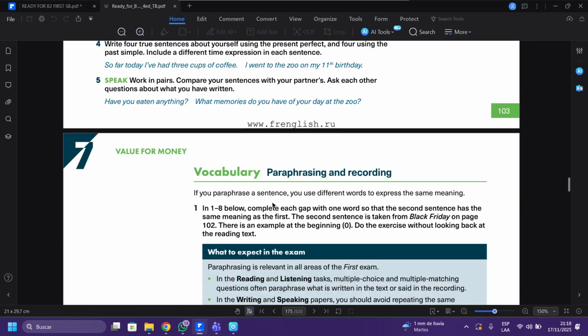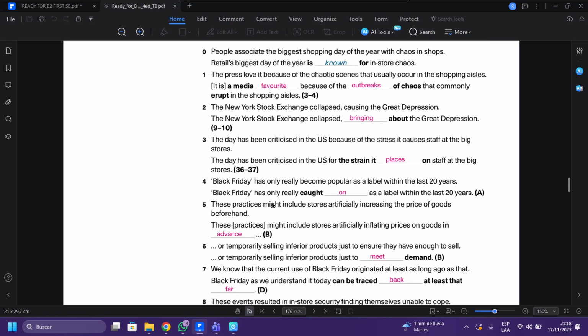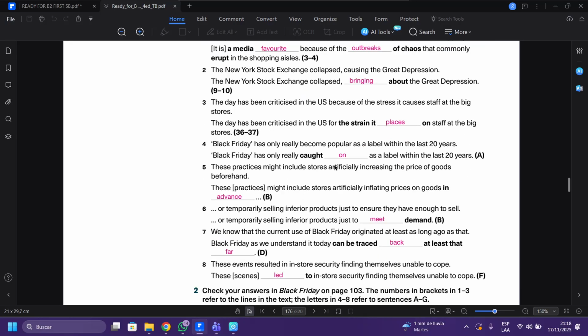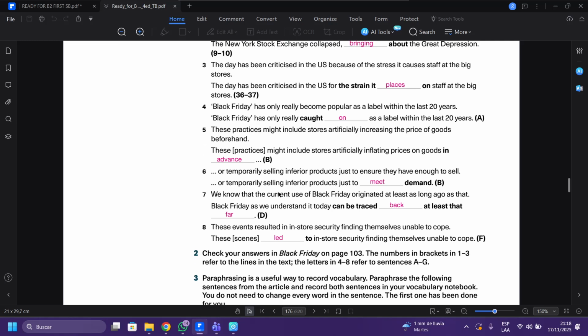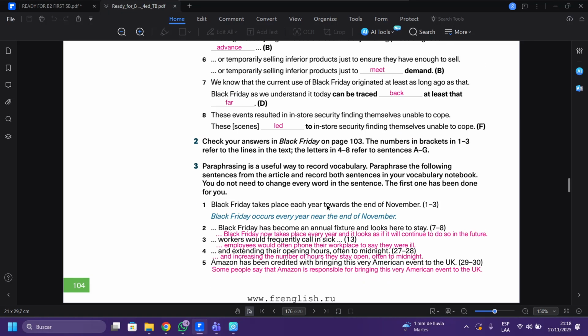And let's check. So you can see this is a breaks favorite bring in. That is, it is a media favorite because of the outbreaks of chaos. Number 2, bringing about. Number 3, the strain it places on the staff. Caught on. Number 4. Number 5, in advance. Number 6, just to meet demand. Number 7, can be traced back at least as far. Number 8, led to.